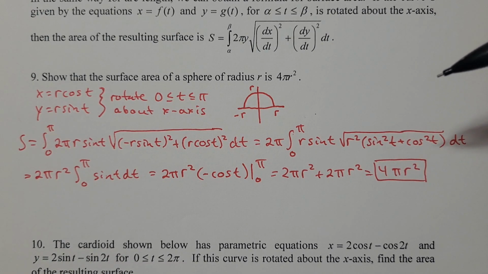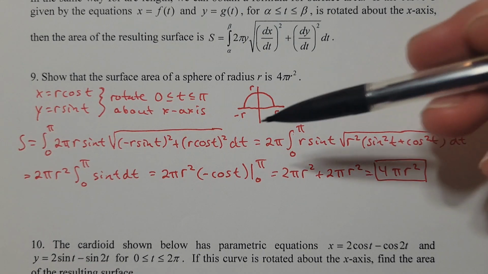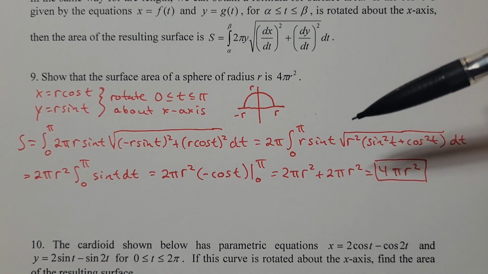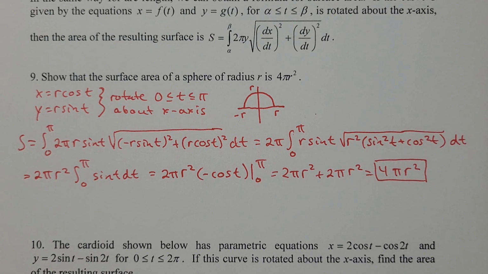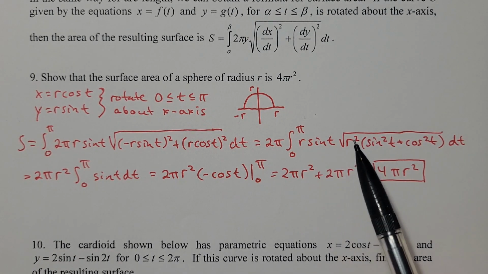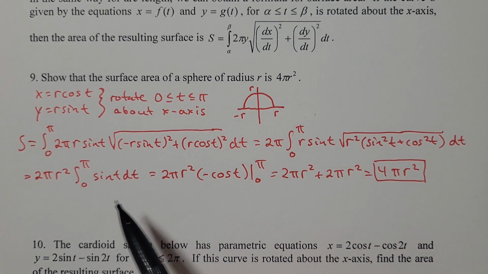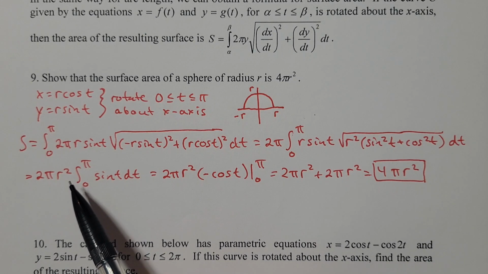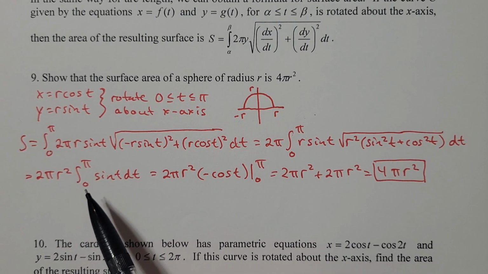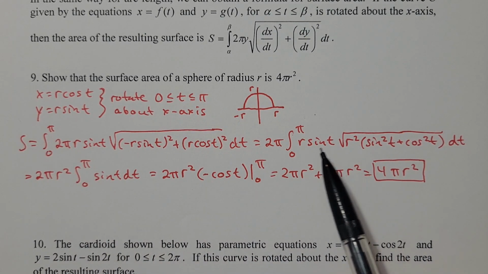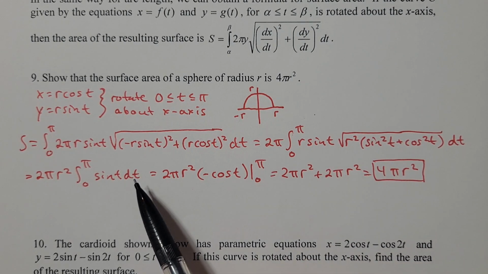Okay, the square root of r squared is r. It's actually the absolute value of r, but r is a positive number anyway, right? R is the radius of the circle. You can't have a negative. And r times r is r squared. 2 pi r squared, that's a constant, so I can bring that outside the integral, times the integral going from 0 to pi of sine t dt.